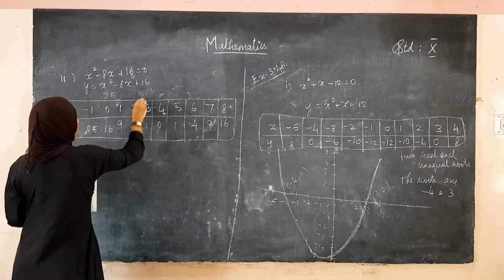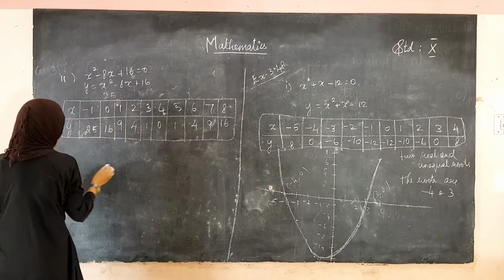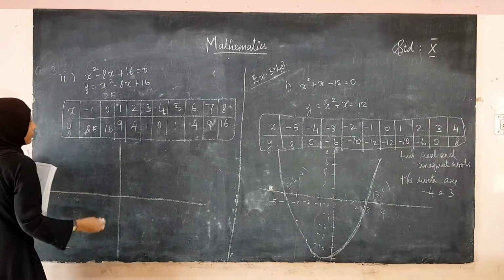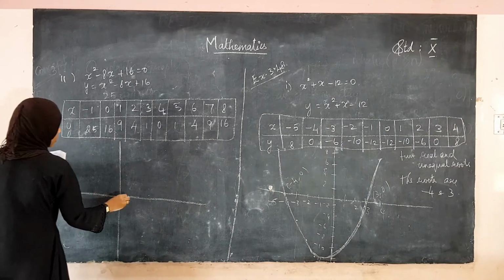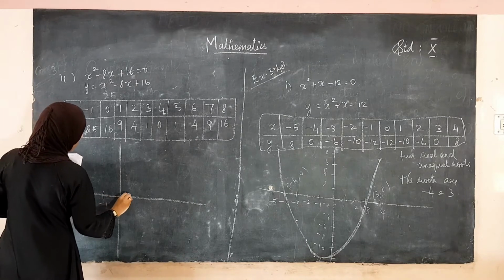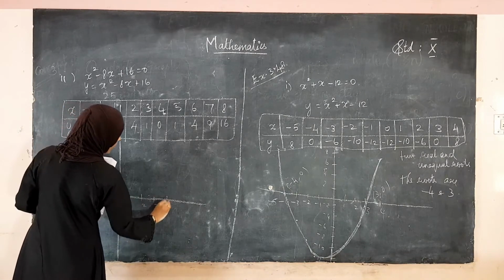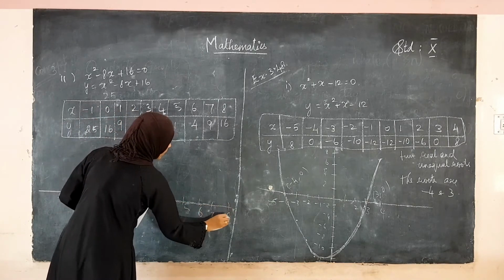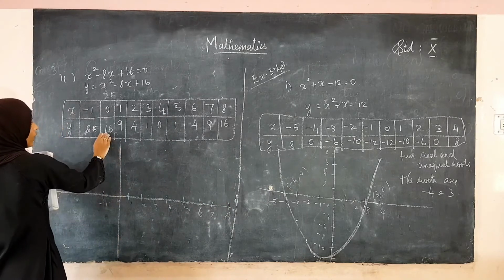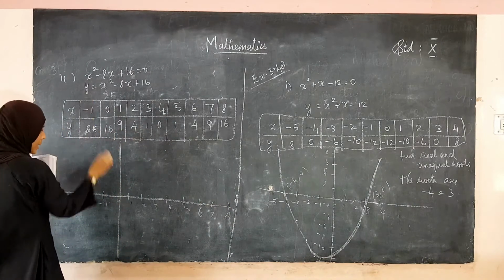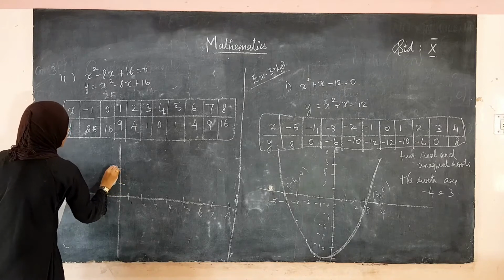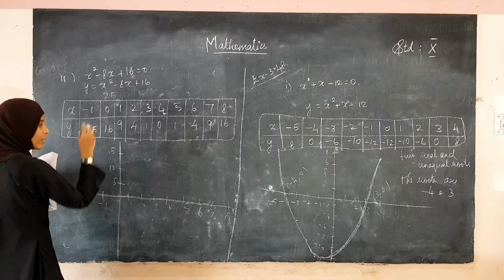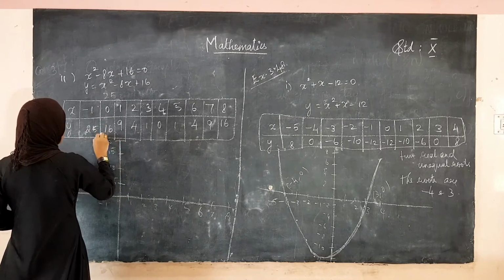So what you have to do? You have to mark this in the graph. See, the graph will be like this. -1, 0, 1, 2, 3, 4, 5, 6, 7 and 8. See, from 0 it is 1, 4, 9 till 25. So, I am marking like this. But you can take the scale as 2, 4, 6, 8, 20, and it has 25 here.